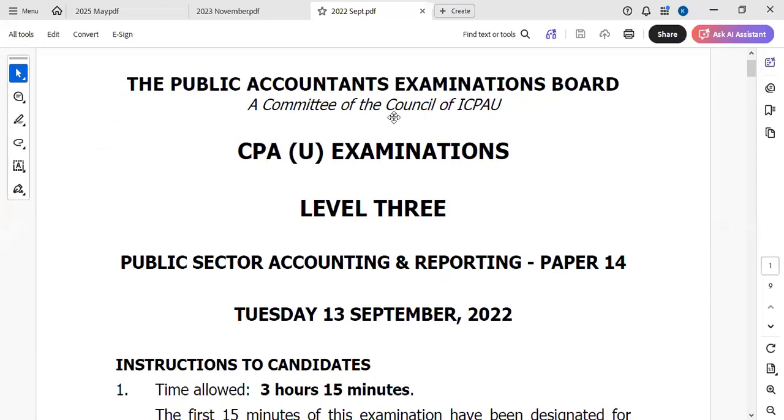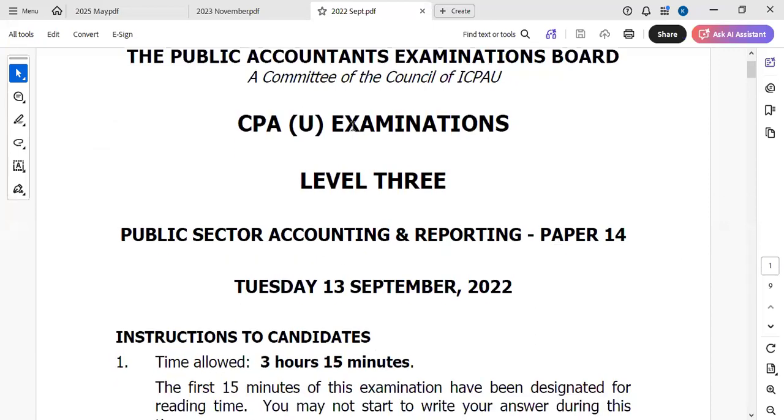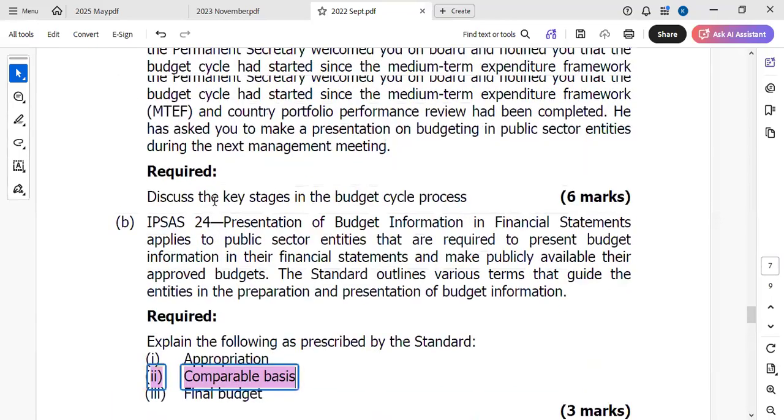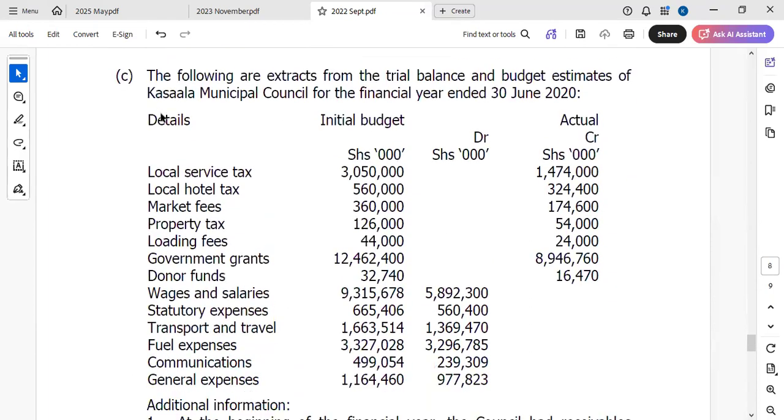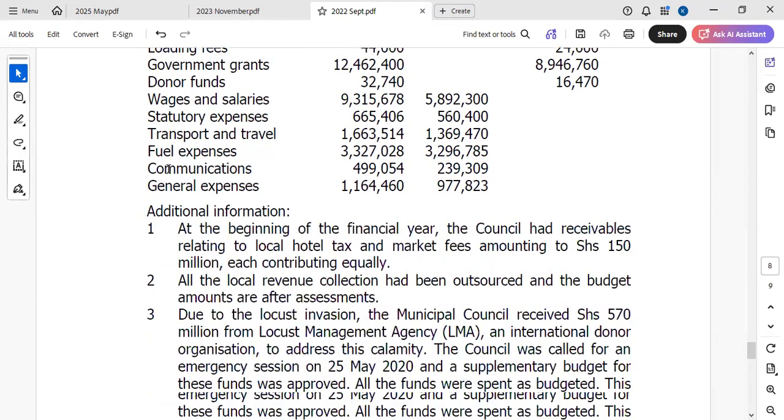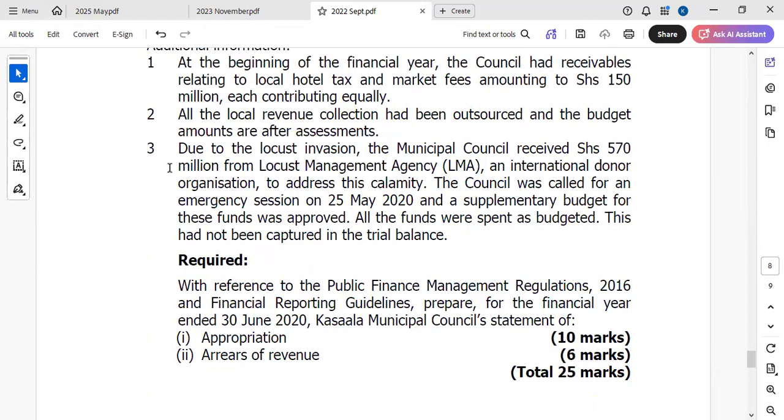Are you seeing the paper? Yes. This is question 4, part C. I want you to try that number in your free time, because we have discussed everything.